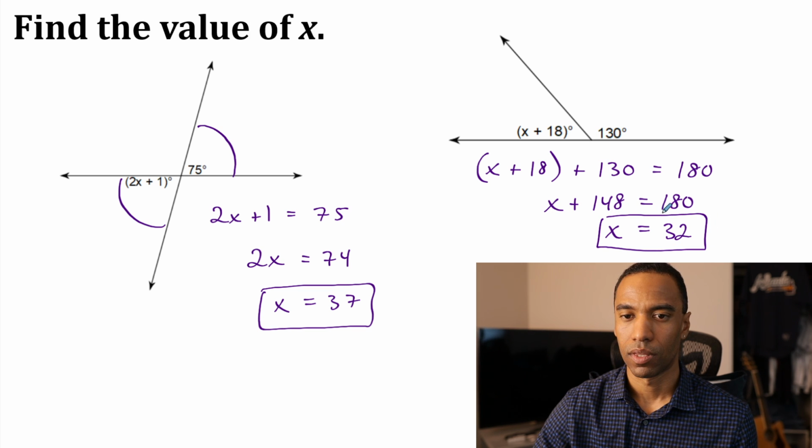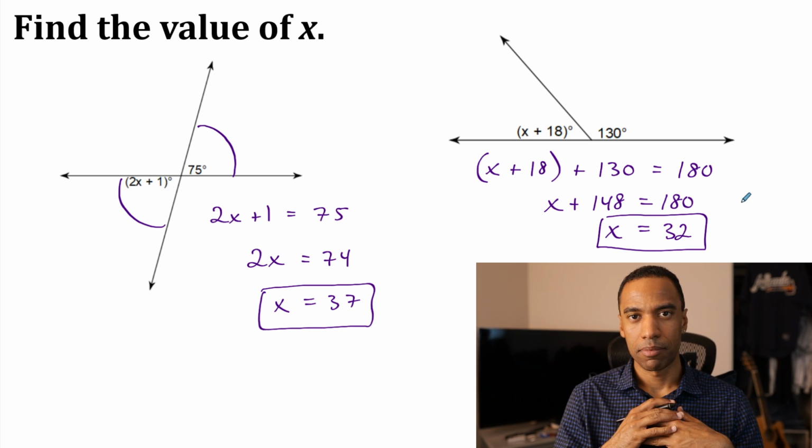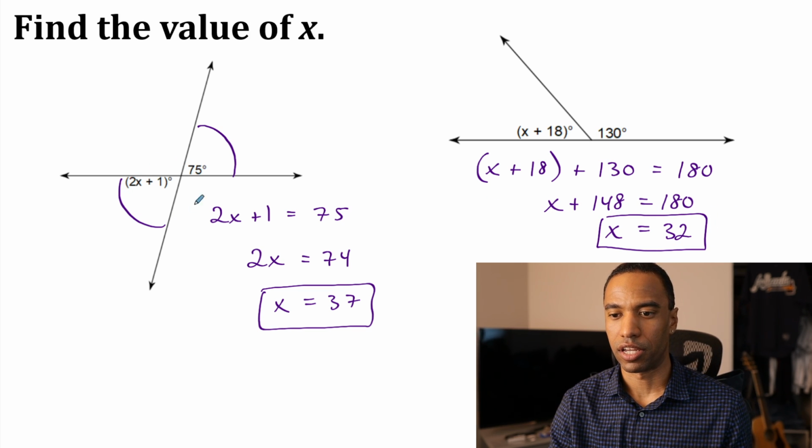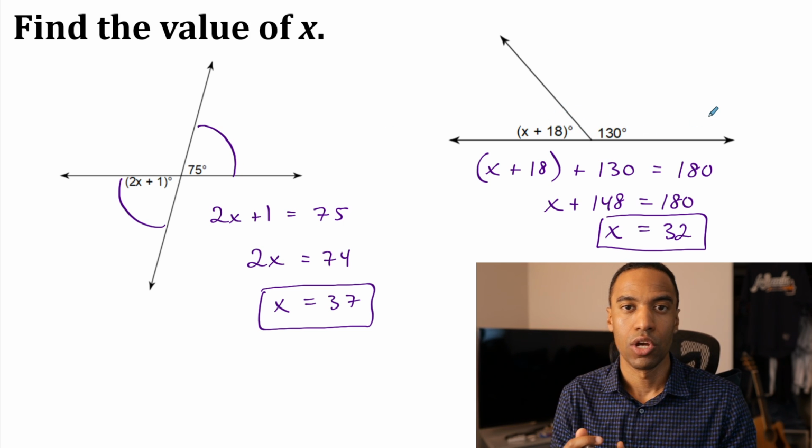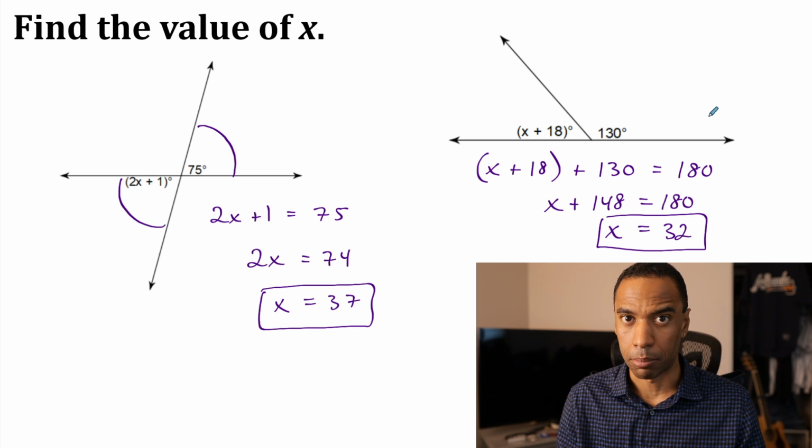So, guys, with all that vocab that we saw so far, we see things that are congruent, we see things that are supplementary, we see adjacent angles. The only thing we're not seeing here are complementary, right?